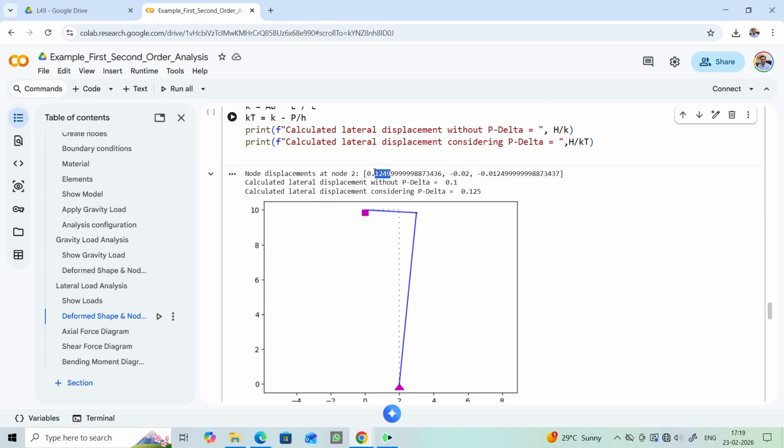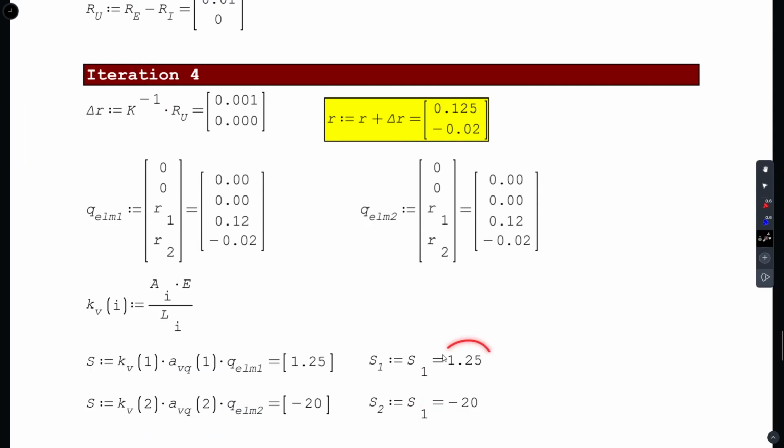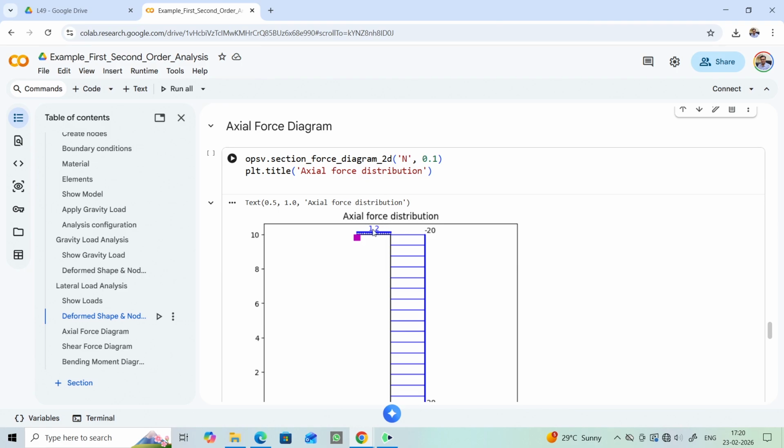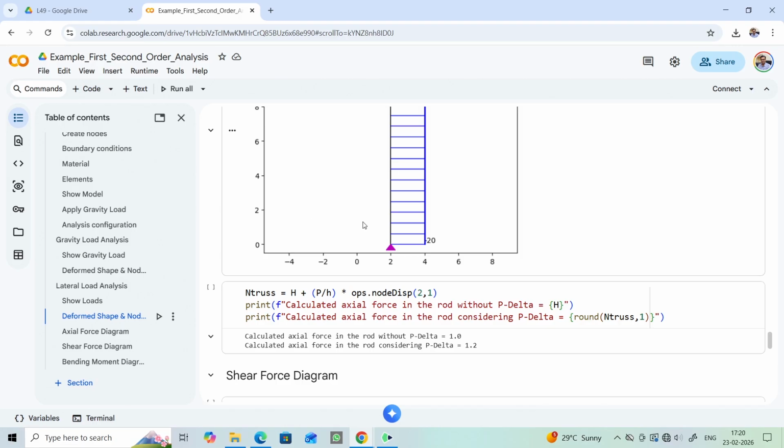If you go through this example, you will see that the horizontal displacement is 0.12499 and so on. That means it is 0.125, and that is what we also calculated manually using the example we have just gone through. So, the solution is matching. The internal axial force shows 1.2, but it is actually 1.25. The exact force is 1.25, but OpenSees is giving you 1.2 because the GUI program used is not showing more than 1 decimal place. Please go through this example.